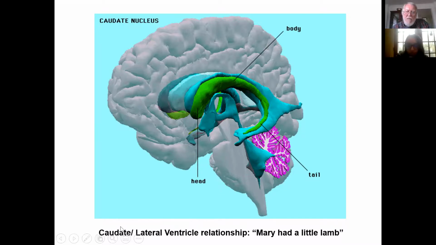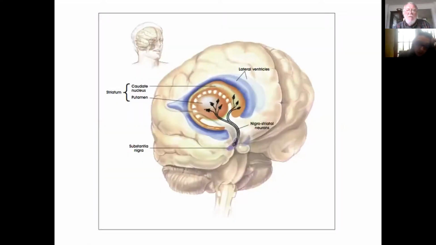So again, I always say the caudate and lateral ventricle relationship: Mary had a little lamb, its fleece was white as snow, and everywhere that Mary went, the lamb was sure to go, with the lateral ventricle being Mary and the lamb being the caudate nucleus.